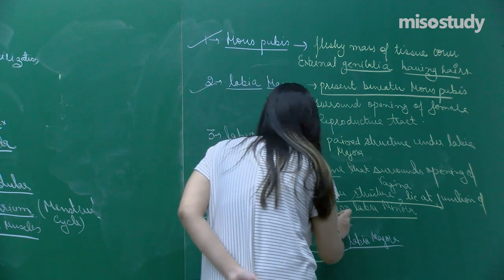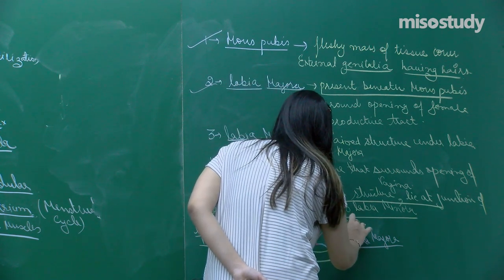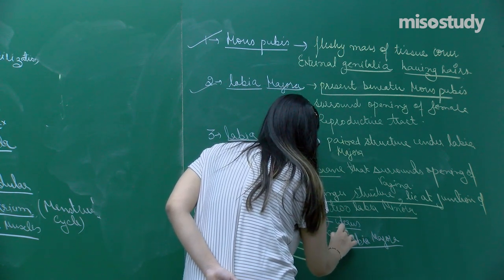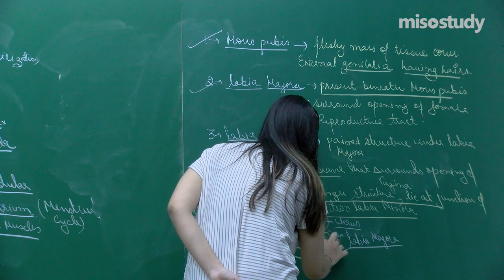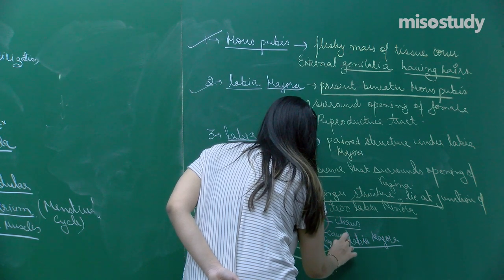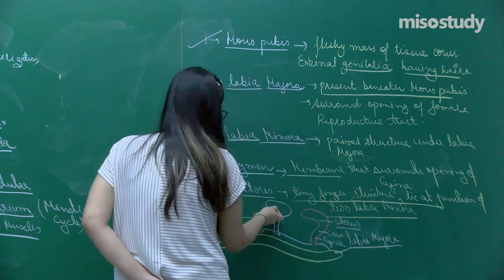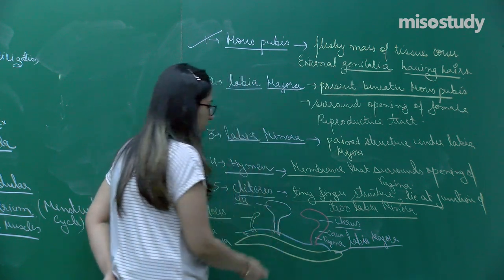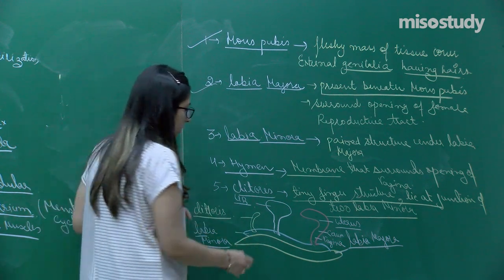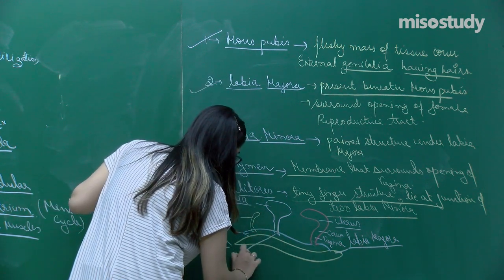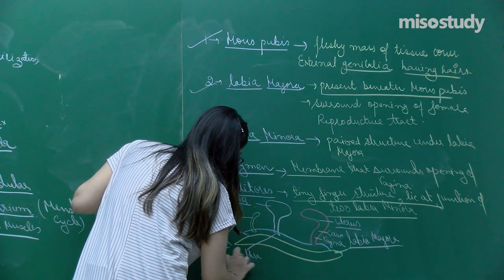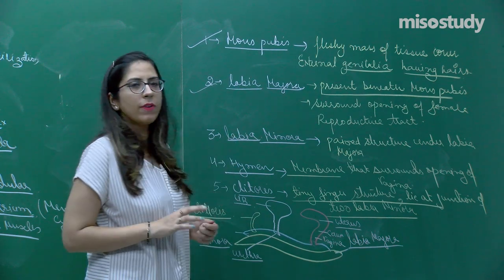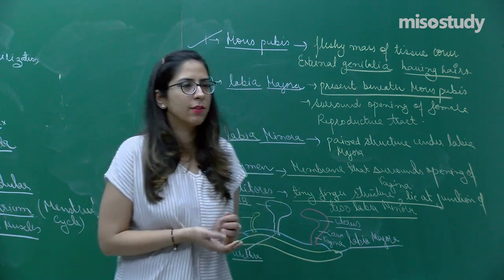Now, this is the uterus, and this is the cervix. Then the next region is the vagina, present like this. This is the urinary bladder, and this is the urethra. So this is how the different structures of the external female reproductive tract are located.